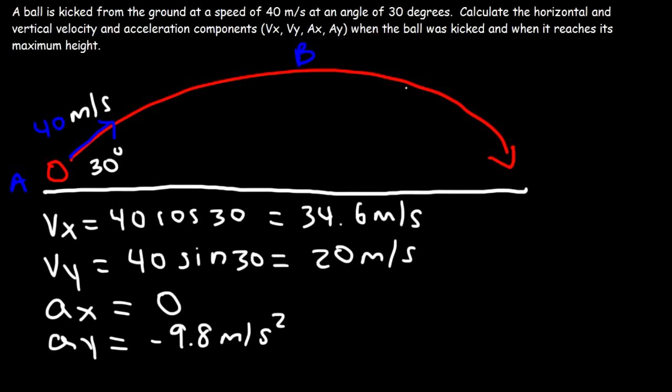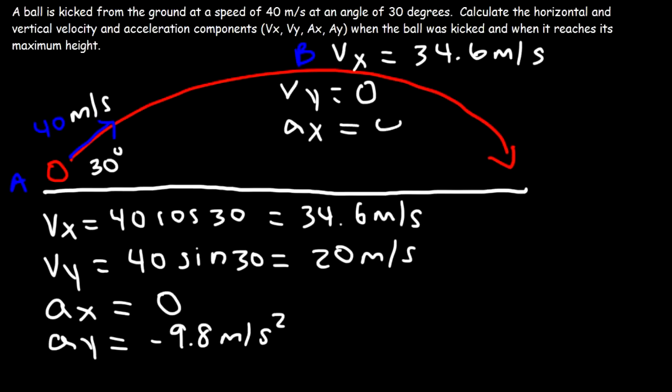Now at point B, Vx will remain the same. Vx doesn't change. So it's going to be 34.6 meters per second. Now Vy does change. At point B at the top, Vy is always 0. The acceleration in the x direction is always 0. And in the y direction, it's going to remain negative 9.8. And so that's it for this problem.